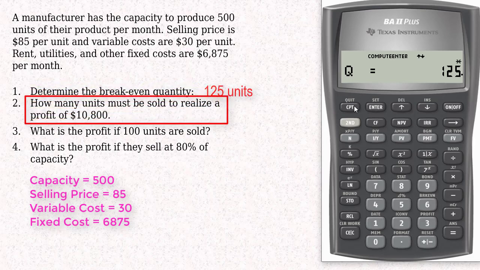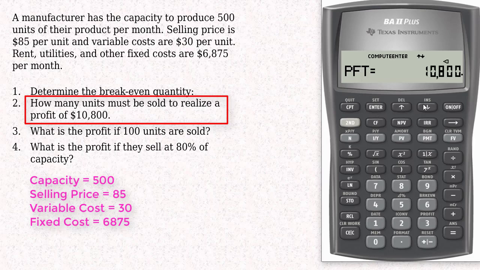In number 2, how many units must be sold to realize a profit of 10,800? So this time we're looking for a profit of 10,800. So if we scroll down, fixed cost is still $68.75. Scroll down, variable cost, price. But this time we want profit to be 10,800.